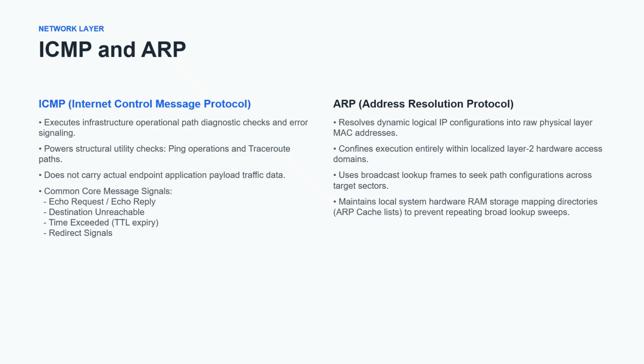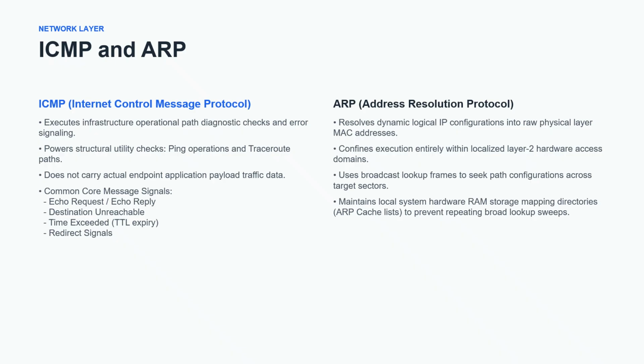Address Resolution Protocol and Summary. ARP is a network layer protocol used to map IP addresses to MAC addresses on a local network. ARP operates within a single network segment. ARP uses broadcast messages. An ARP request is broadcast to all devices on the local network. The device with the matching IP address responds with its MAC address.